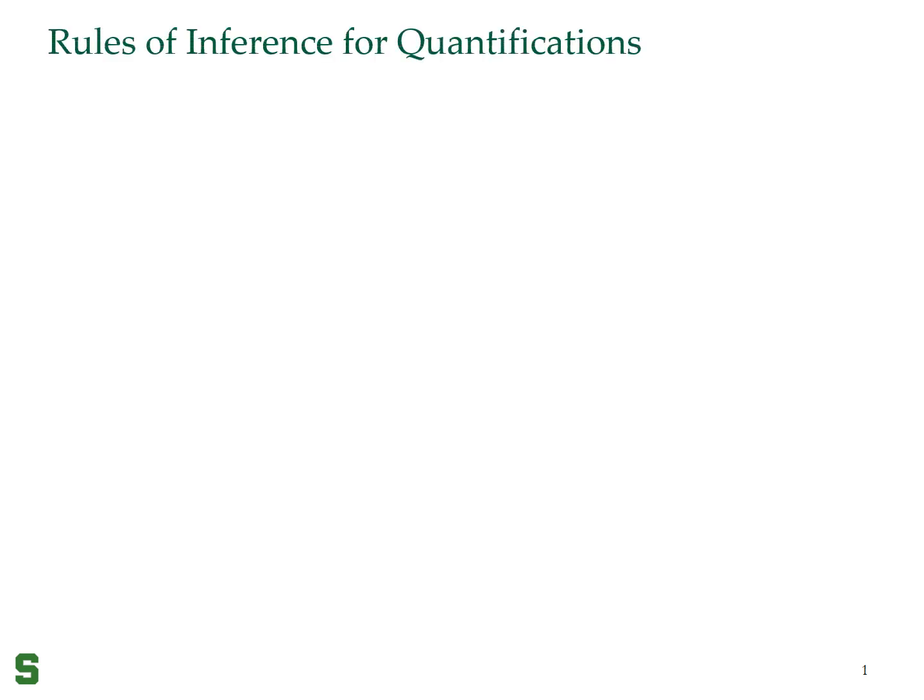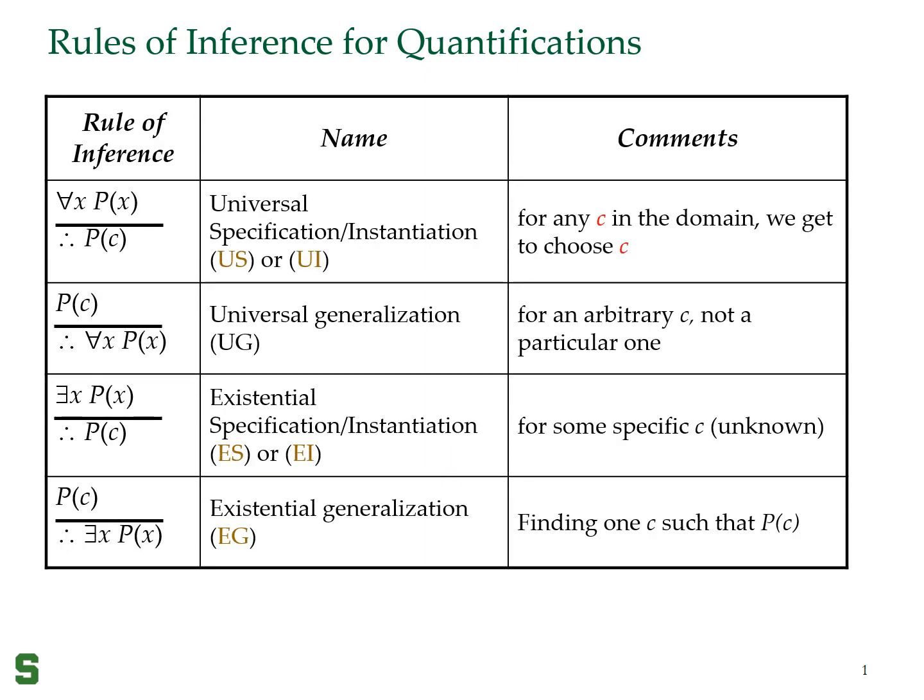In this module, we are going to look at proofs associated with universal or existential quantification. One of the important rules that I want to remind you of is from a module that we considered earlier, which was how to add or remove universal or existential quantification.